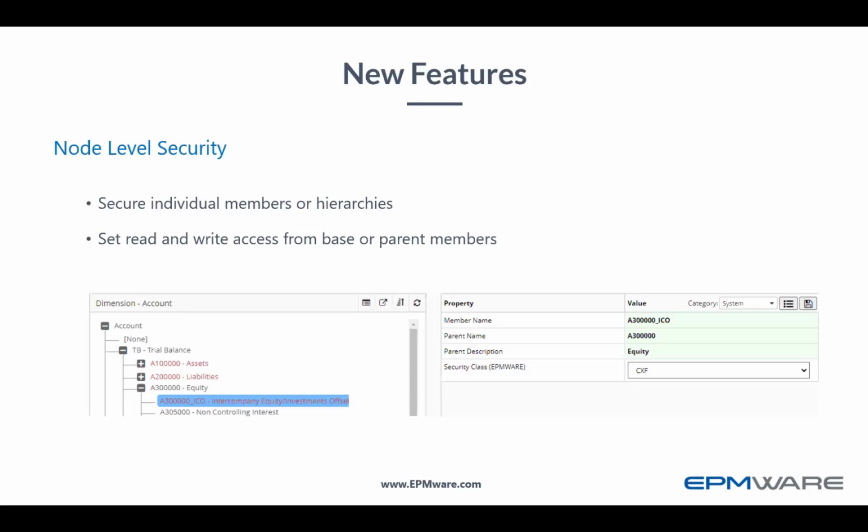Hi, everyone. I'm going to go over some more details of our newer features that we've added recently. One of those is node-level security. This allows the application to be set up so that if you want to lock down members, or even just hierarchies, you can go all the way down to a member level and lock that down with a security class, to allow only a certain set of users in a group to change metadata, say for one member, or more likely just a hierarchy. You can go all the way down to the node level with security.